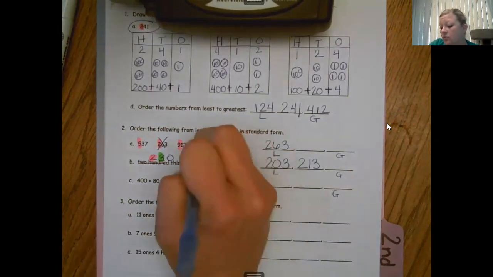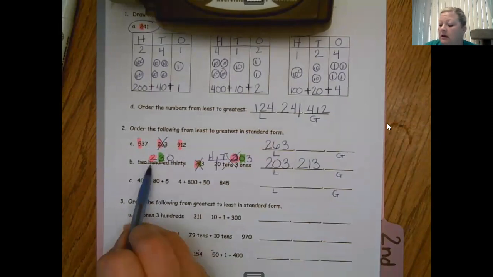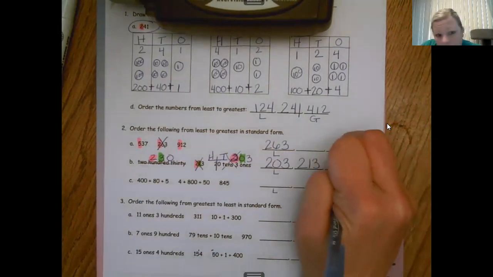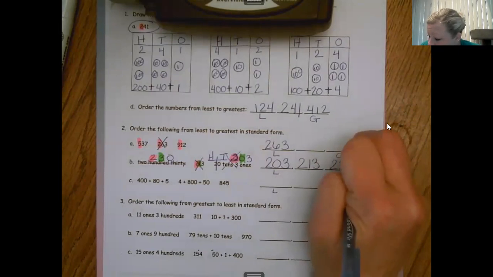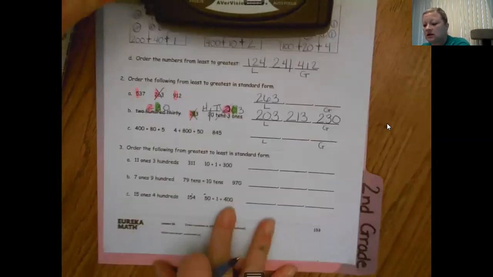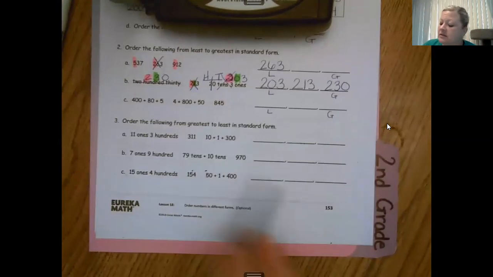And then once again, I'm going to cross it out so I do not get confused. And the remaining number is 230. And I'm going to write 230. Okay. Let me scoot this up. There we go. All right.